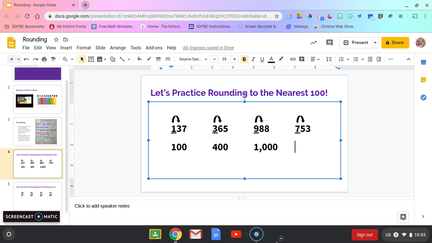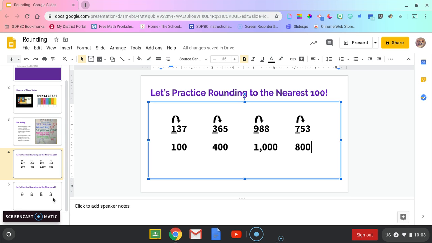All right, 753, we're rounding to the nearest hundred, so I underline the digit in the hundreds place, which is 7. Then I look right next door to the 5. Is the 5 going to make my 7 round up or stay the same? 5 or more, it's going to round up. So it's going to round to an 8, and my other digits turn to zeros.